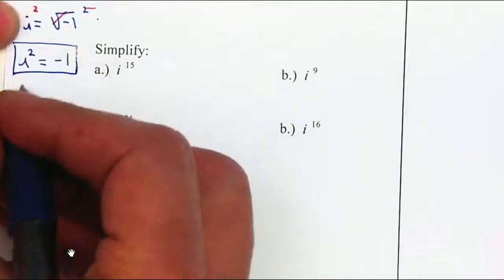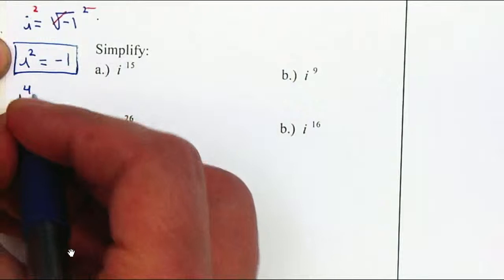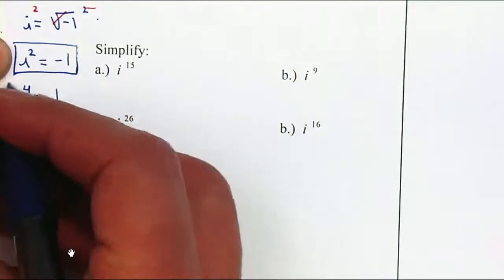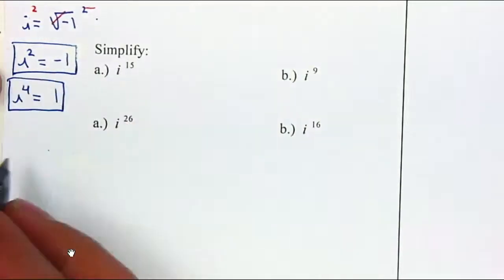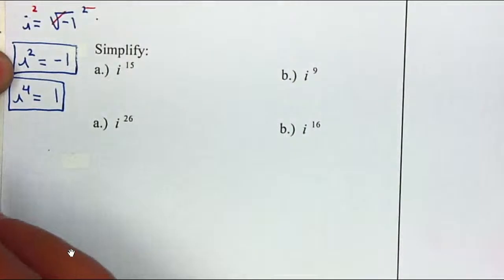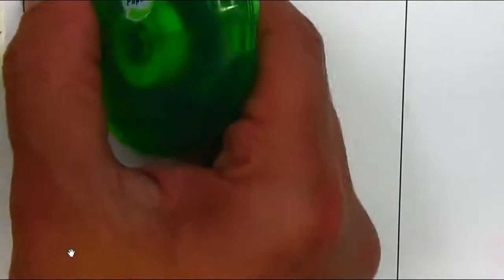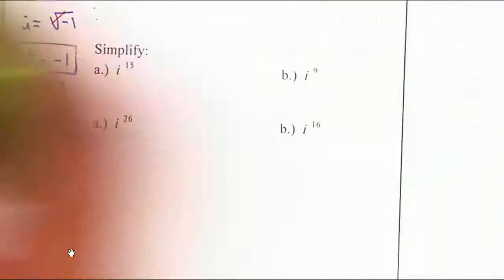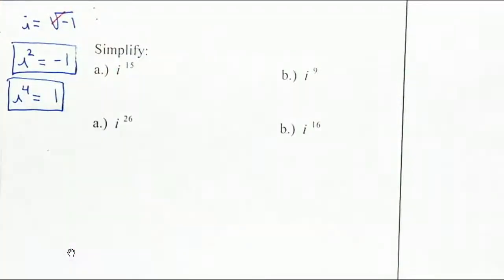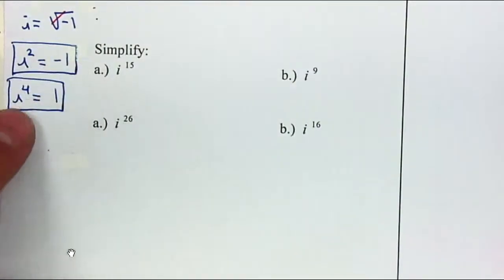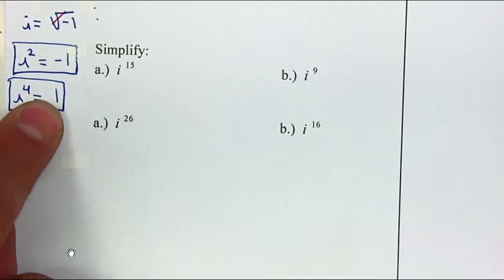If you square once again, that gives me i to the 4th power, and -1 times -1 will give me +1. So we have those two definitions that we're going to be using. Remember that they usually will give you the definition of i is equal to the square root of -1. But if you square both sides, it gives you i squared equal to -1. If you square it again, it gives you i to the 4th is equal to 1.